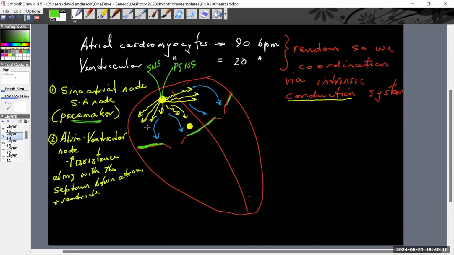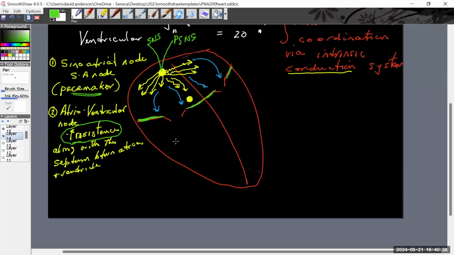So as the electrical activity travels towards our SA node, there's going to be a delay because of this resistance. And there's a delay because this stuff is not conducting, it's not contractile. So the idea is we're going to get a delay between atrial contraction and ventricular contraction. We'll get even more of a delay because of where this electrical activity is going to go from here.